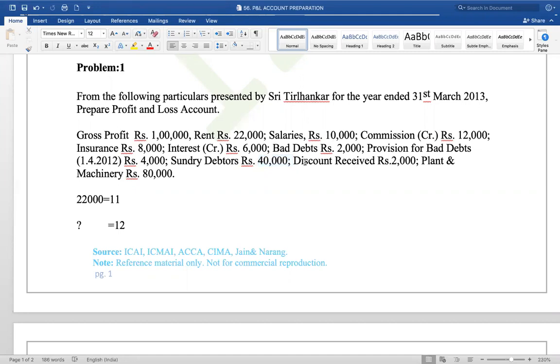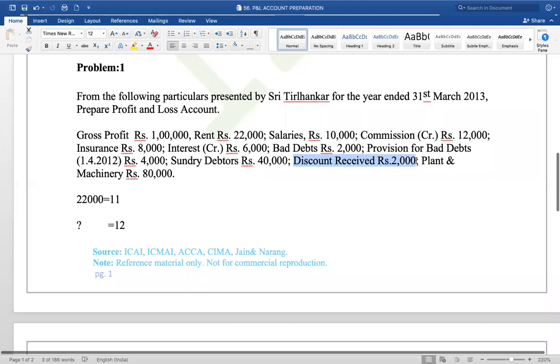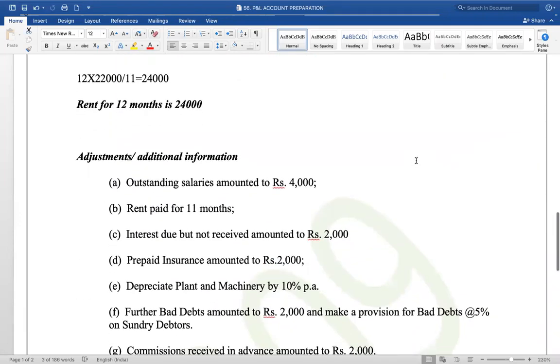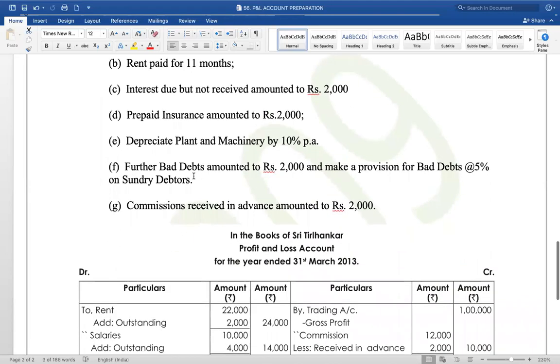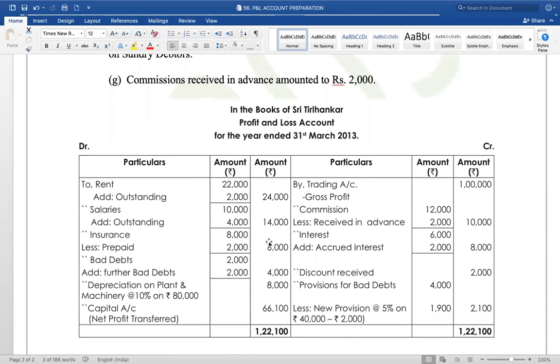The next, discount received, 2,000. Any adjustment for discount received? Please check. No, sir. No adjustment here. So directly you will take discount received, 2,000, as income. Discount received, income 2,000.